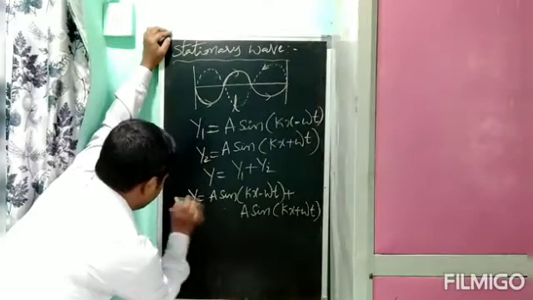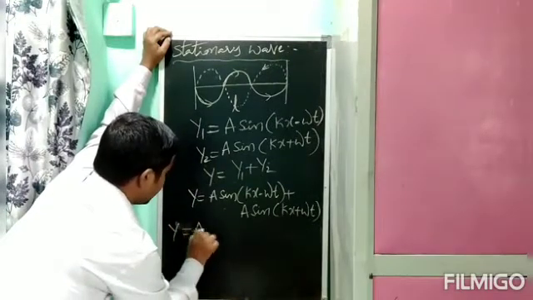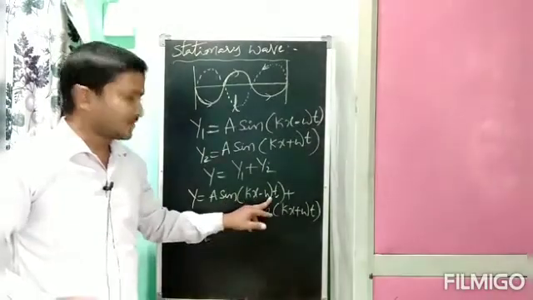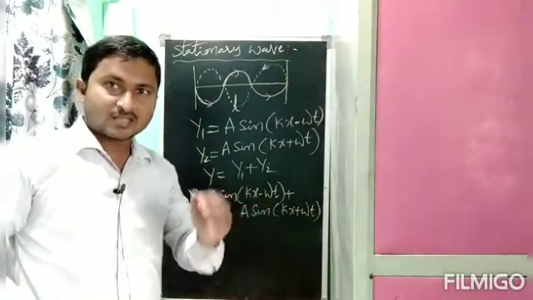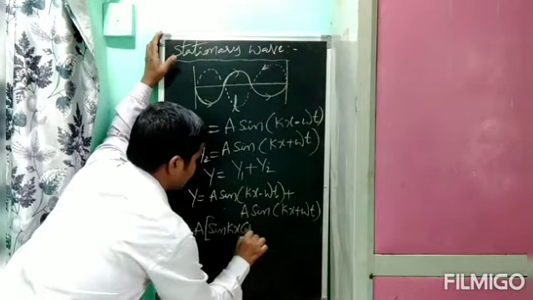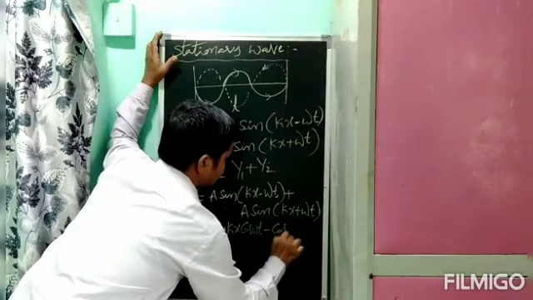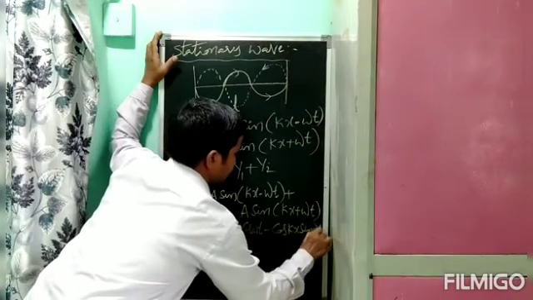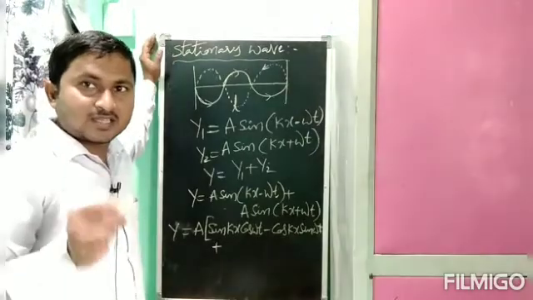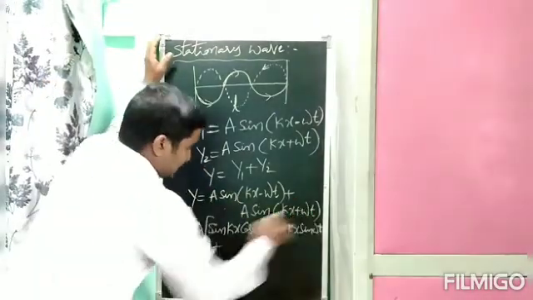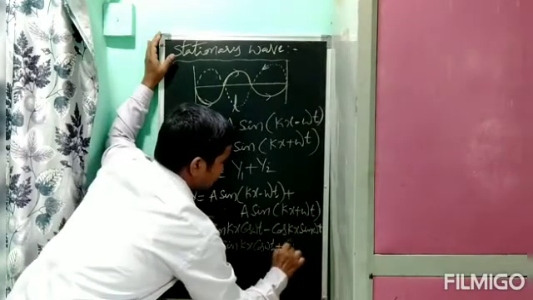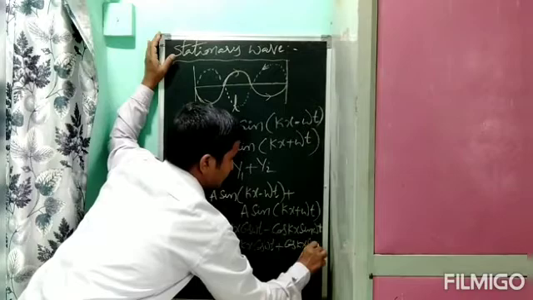From this, if we take a as common, this is of the form sin A minus B, which is sin A cos B minus cos A sin B. Similarly, the other term is sin A plus B, which is sin A cos B plus cos A sin B. So we get a[sin kx cos omega t minus cos kx sin omega t plus sin kx cos omega t plus cos kx sin omega t].